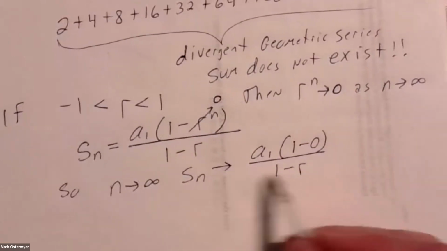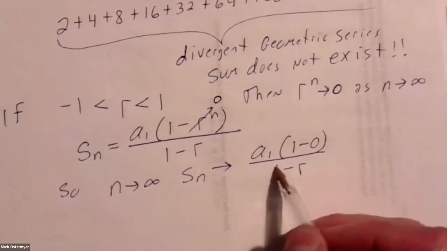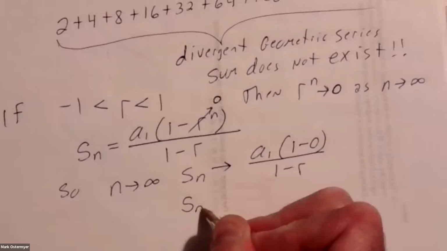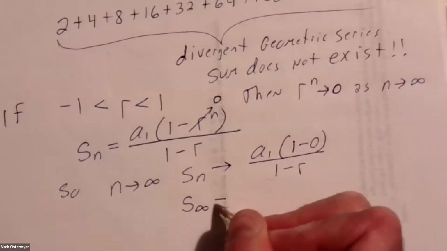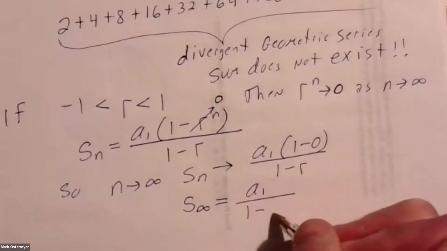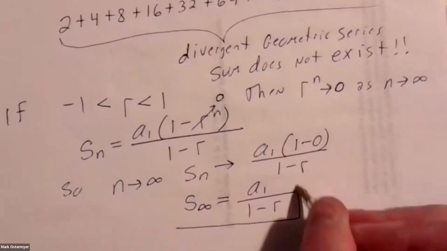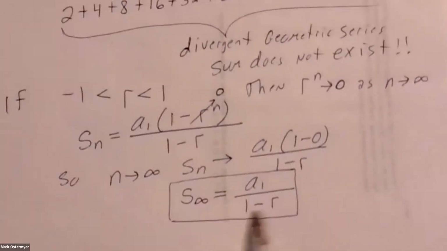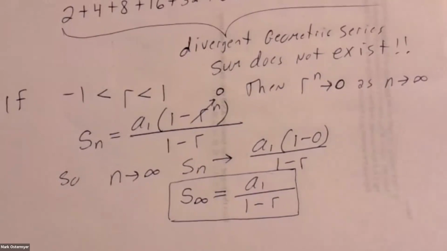Well, since our sequence of partial sums is actually approaching this value as n approaches infinity, we would say then that the infinite sum is equal to this value. And ladies and gentlemen, we have developed the infinite sum formula for a convergent geometric series. That formula is pretty important. That enables you to crank out the sum of any convergent infinite geometric series. It has to be convergent though.